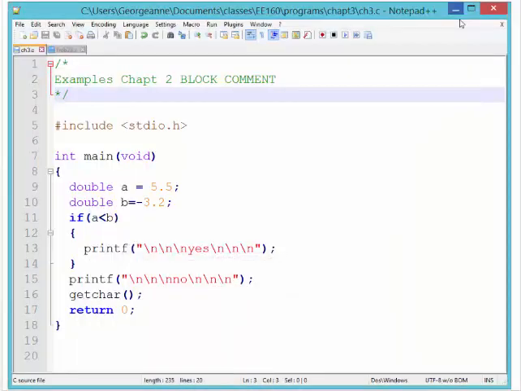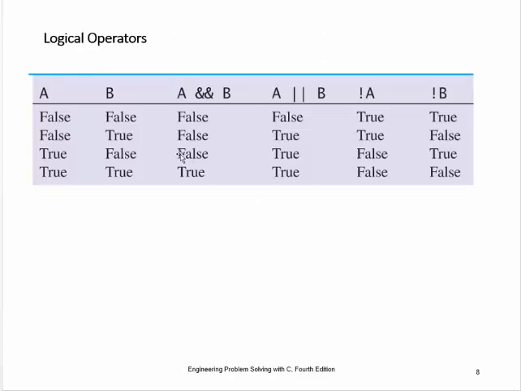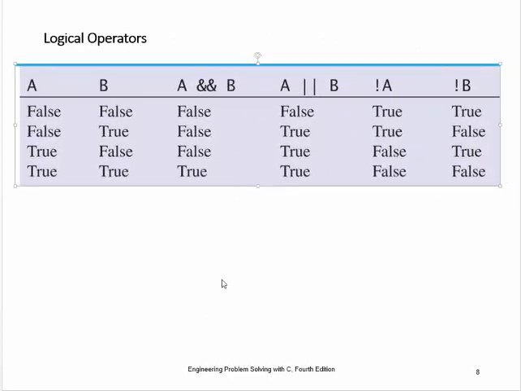Back to the PowerPoint. That was my little example code. So these are relational operators that you're using in your condition statement, for example, the one I just did. You can also have logical operators as shown on this chart. So you can have something like, is a less than b and b less than c. So let's do a couple of examples of that.